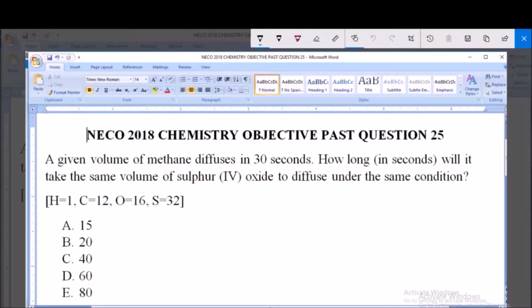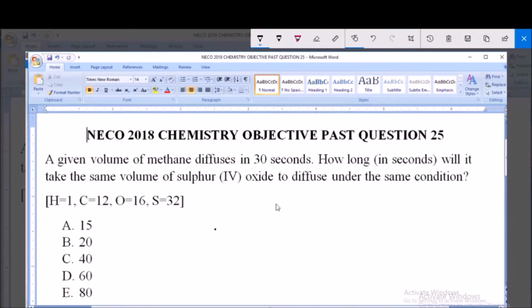I will be answering NECO 2018 Chemistry Objective Past Question 25. A given volume of methane diffuses in 30 seconds. How long in seconds will it take the same volume of sulfur IV oxide to diffuse under the same condition? Given that the mass of hydrogen is 1, that of carbon is 12, oxygen is 16, and sulfur is 32.